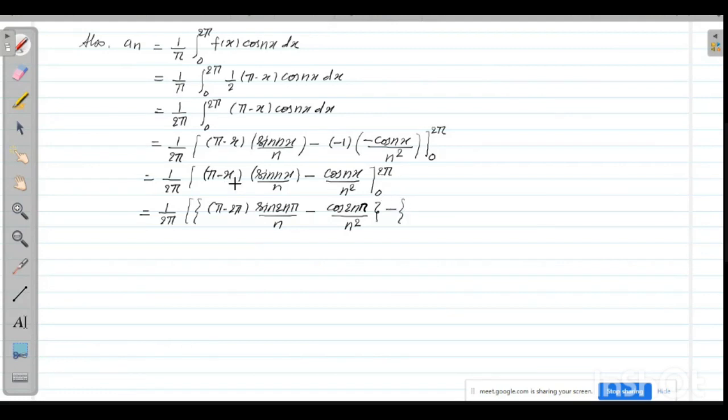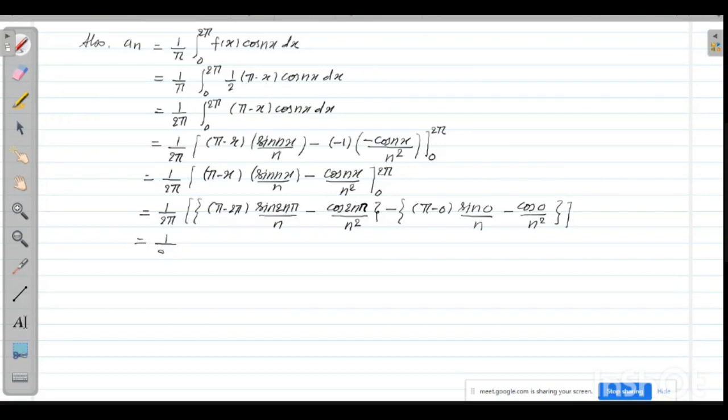So instead of x we put here 0, so this becomes pi minus 0 and into sine 0 by n, and minus cos 0 by n square. Okay, cos 0 by n square. Just close the bracket and simplify this.